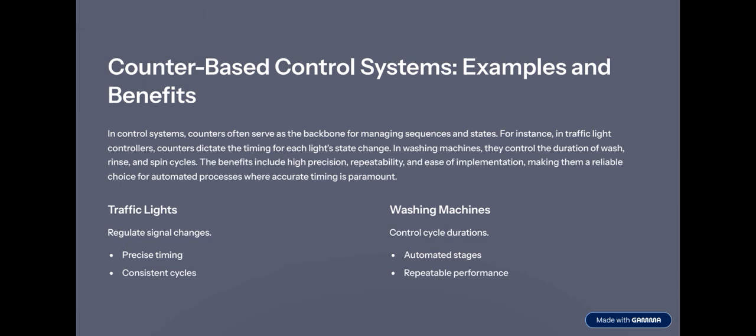The benefits include high precision, repeatability, and ease of implementation, making them a reliable choice for automated processes where accurate timing is paramount. Traffic light: regulate signal changes, precise timing, consistent cycle. Washing machine: control cycle duration, automation stages.